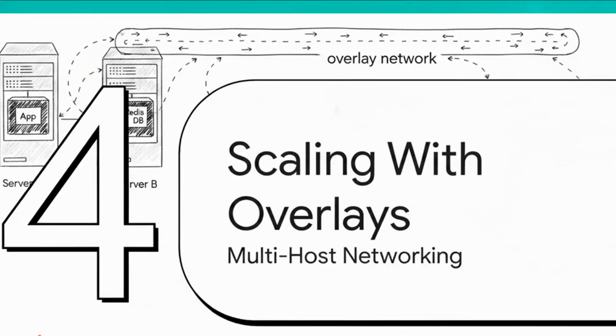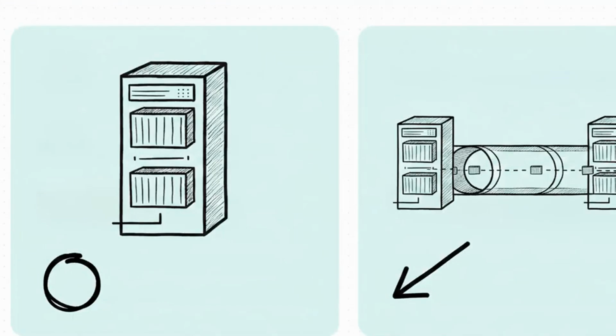All right, Section 4, Scaling with Overlays and Multi-Host Networking. So think about this. What happens when your web app gets scheduled on server A, but your Redis database gets scheduled over on server B? A single host bridge isn't going to help you there. You need a multi-host overlay network.